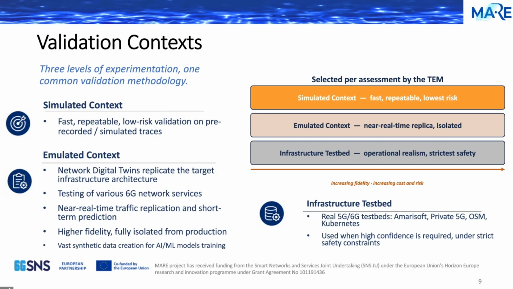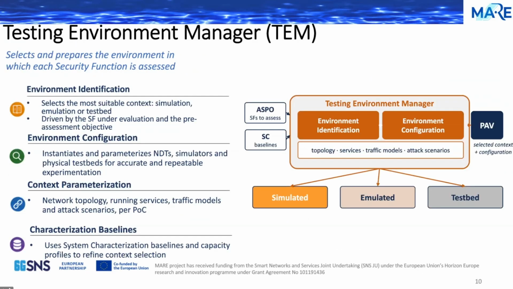The emulated contexts, effectively network digital twins, offer vast synthetic data creation, so we can produce a lot of data to train our models based on different scenarios. Finally, we have the infrastructure testbed, which are real 5G and 6G testbeds, such as Microsoft private 5G solutions, which are used when high confidence is required under safety constraints. So the test environment management selects and prepares the environment in which each security function is assessed.